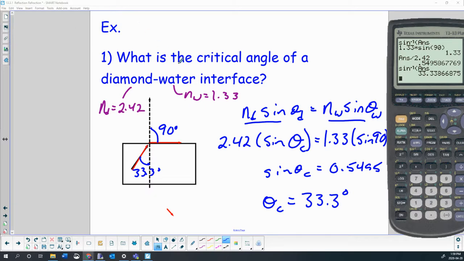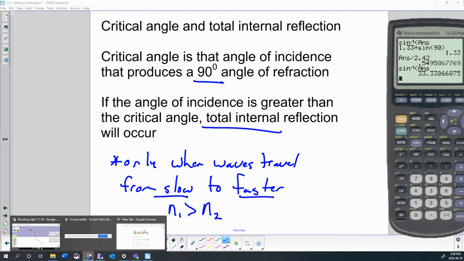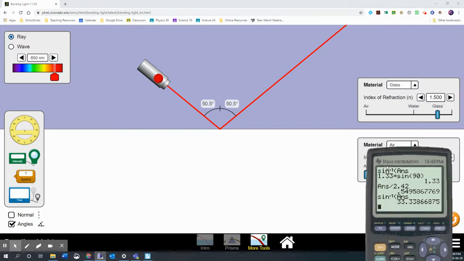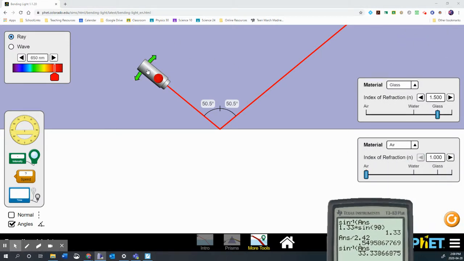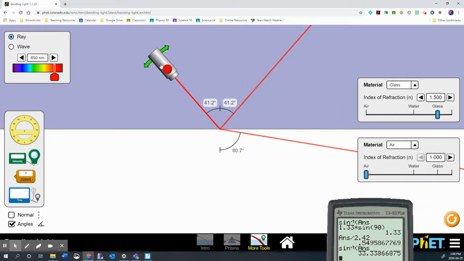Real quick again though, remember, in order to get critical angle, it has to be going from a slow medium to a fast medium. We experience the critical angle when we get a refracted angle of 90 degrees, and that leads us to this idea of total internal reflection, that this wave will stay within that medium once we're past the critical angle. So here it is, going from glass into air. Now we're beyond the critical angle. Now we're less than critical angle. Critical angle is that one special angle that produces a refracted angle of 90 degrees.